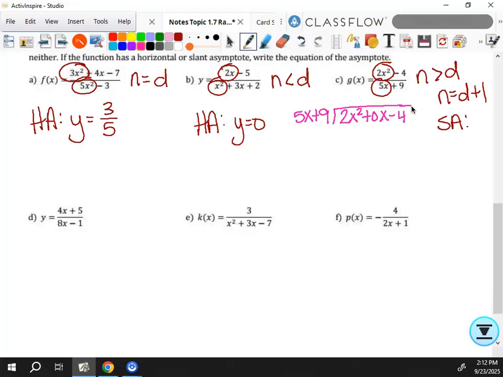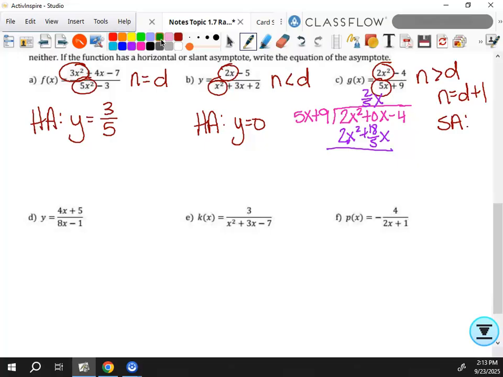Now, this already kind of looks yucky, right? But it's not the end of the world. I have to take 2x squared and divide it by 5x. If I put 2x squared over 5x, what will that give me? 2/5 times x. See how easy that is? 2/5 x. That's all it is. So I'm going to multiply it back. 2/5 x times 5x is 2x squared. 2/5 x times 9 will give me a positive 18/5 x.